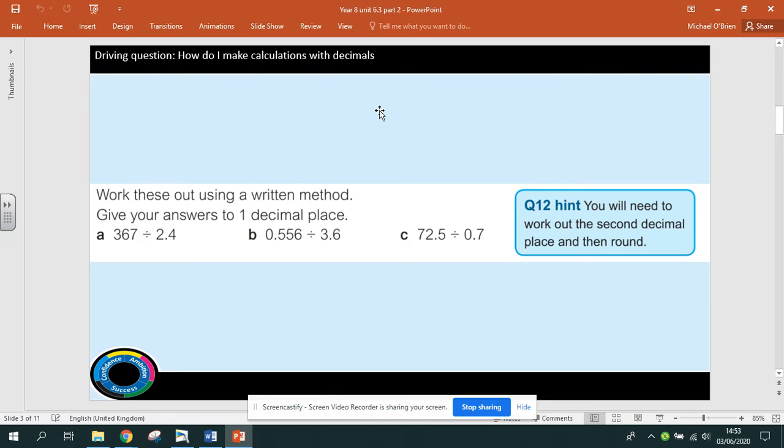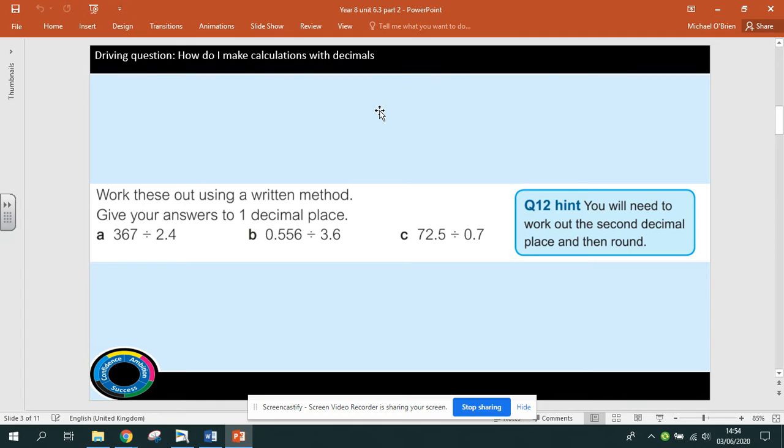Okay, so here we go with our next questions. These are effectively the same as before. The big difference here is the question asks us to give our answers to one decimal place. So we don't need to write down more than one number after the decimal point. However, in order to round it correctly, we have to work out to 2 decimal places. That way we know whether we have to round up or round down.